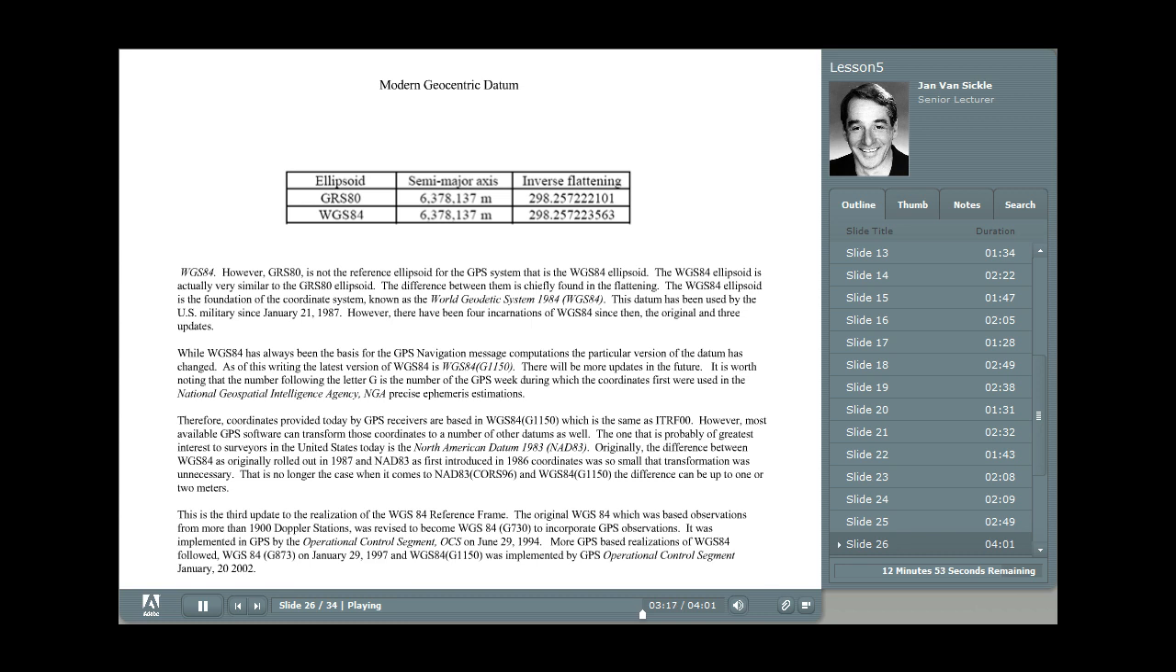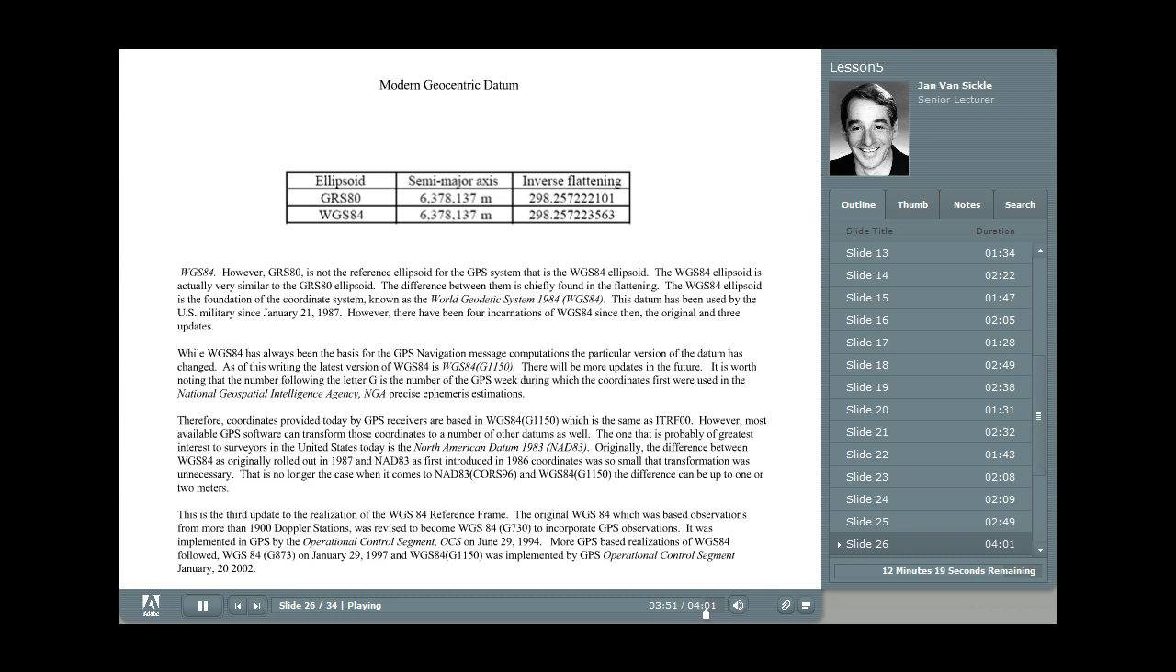NAD83 CORS96 coordinates and WGS 84 G1150, these are the latest incarnations of these coordinate systems, can differ by up to 1 to 2 meters. They are not the same. This is an important distinction. Now, it is not that they are always 1 to 2 meters different, but they can be up to 1 to 2 meters different. Now, this is the third update on the WGS 84 reference frame.